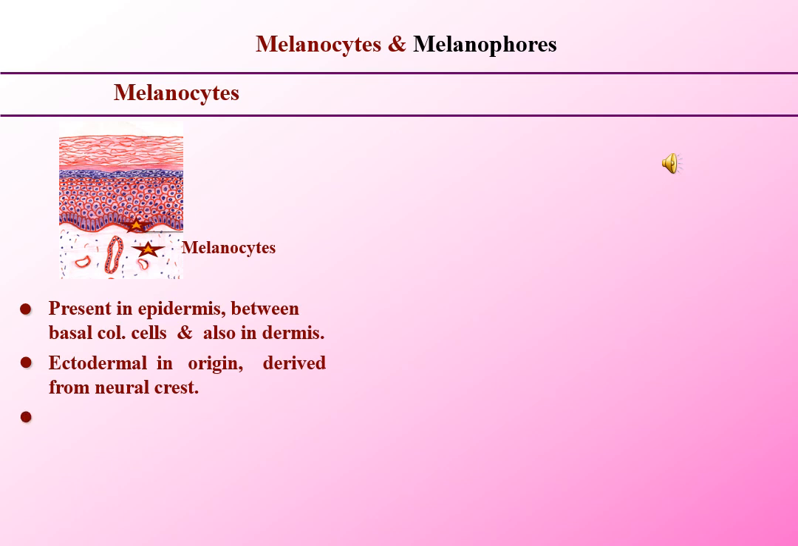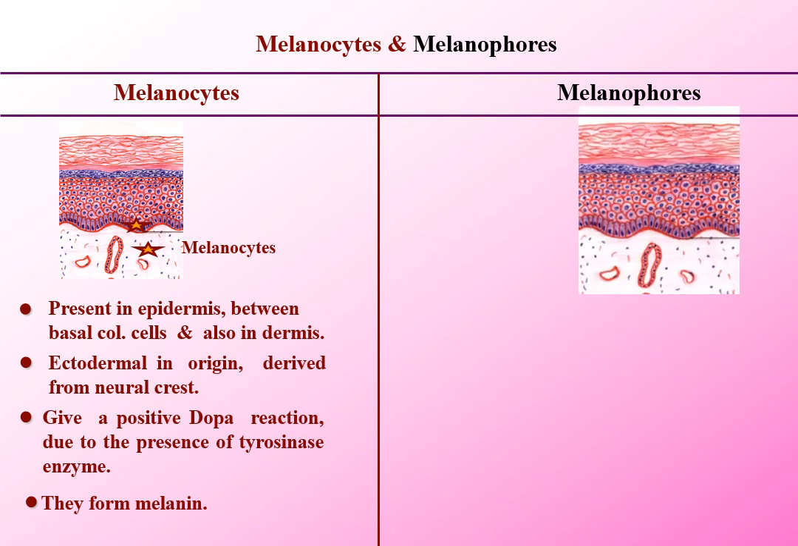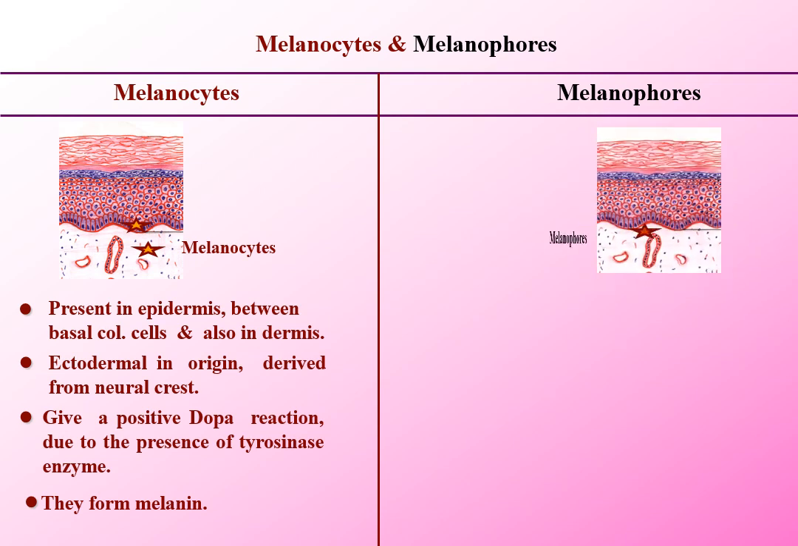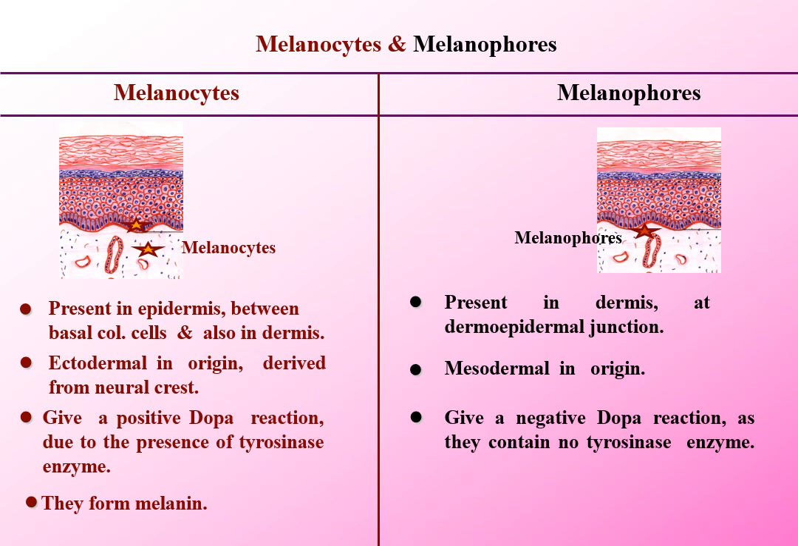They give a positive DOPA reaction due to the presence of tyrosinase enzyme. They form melanin. Melanophores, on the other hand, are found in the dermis at the dermo-epidermal junction. They are mesodermal in origin. They give a negative DOPA reaction as they contain no tyrosinase enzyme.